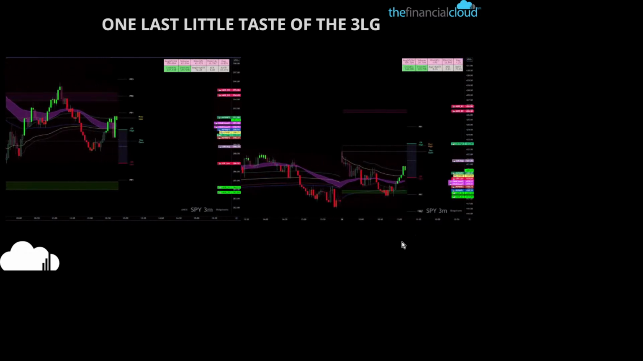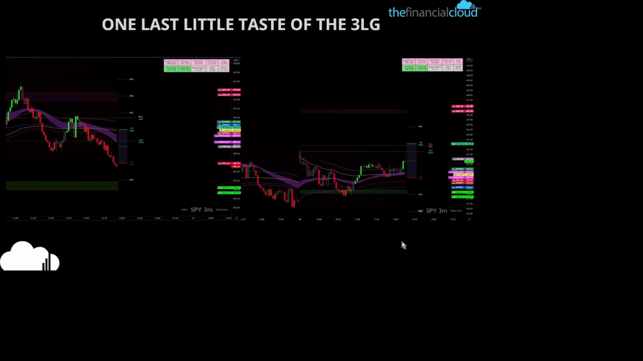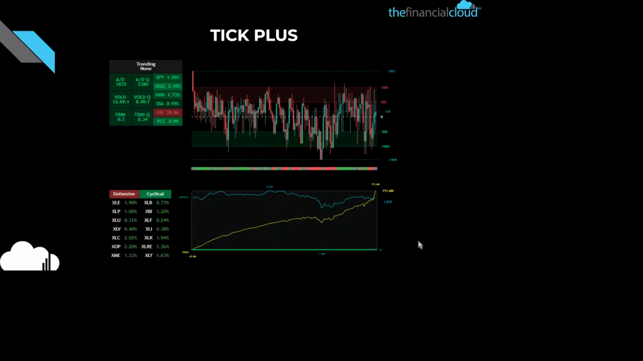So now that we've talked about the 3-legged goose, let's move a little bit into our tick plus indicator. So tick plus sits underneath your chart. Tick plus is our all-in-one market internals dashboard. Everything is right in front of you. No more guessing, looking around for things, finding things, rock and roll, all there.